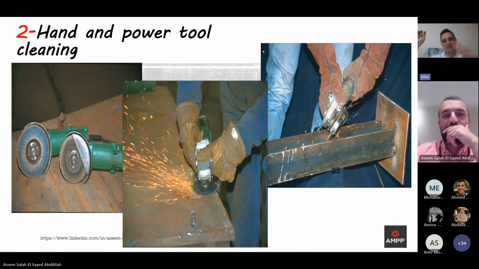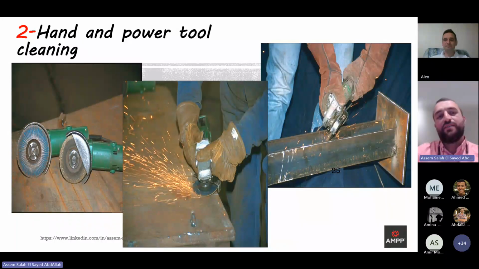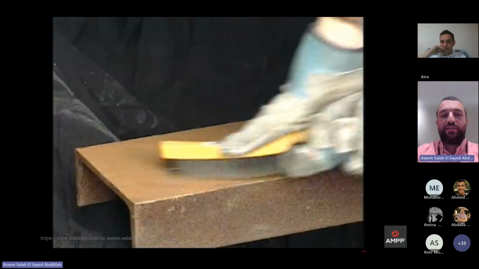Maybe it smooths the sharp edges of the bar itself. It's not intended to remove the mill scale. This power tooling is not intended for removing the mill scale. So it is the oldest way, but it has some limitations when you are talking about new steel elements, which have mill scale on the surface. It will not be very effective. Here you can see the hand tooling, and this is the power tooling to remove the residuals from the surface.